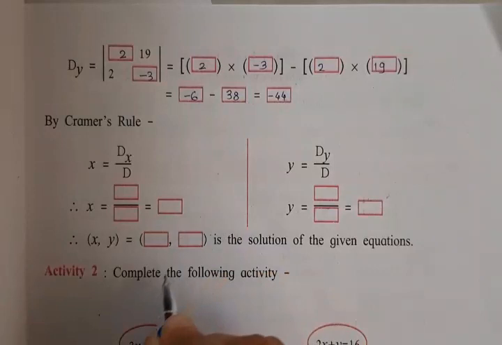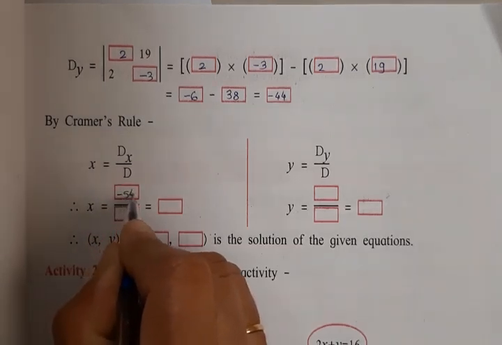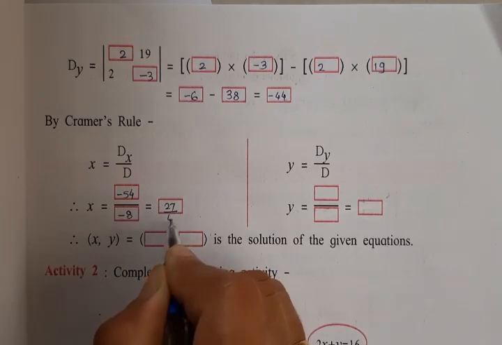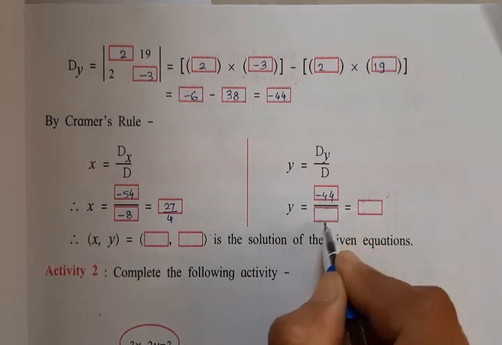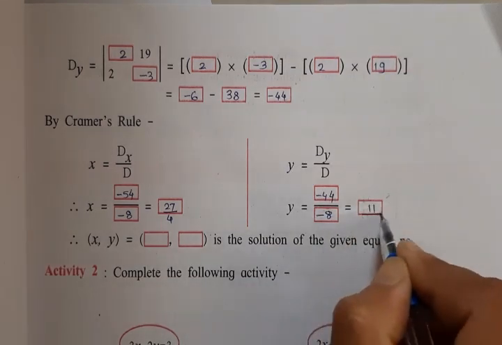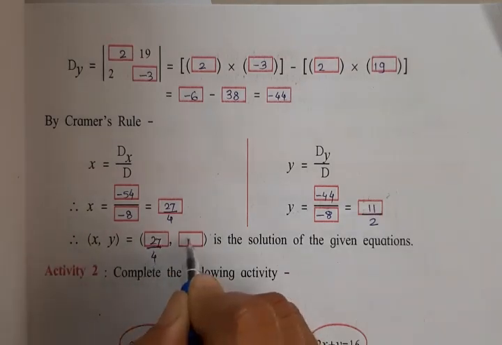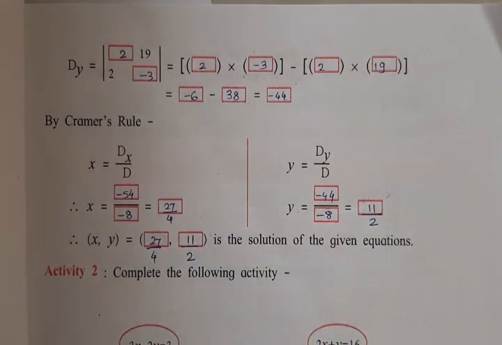Now after getting the values of d, dx, dy, by Cramer's rule, x equals dx upon d. Here we write minus 54 upon minus 8 equals 27 upon 4. Similarly, y equals dy upon d, minus 44 upon minus 8 equals 11 upon 2. So 27 upon 4 and 11 upon 2 is the solution of the given equations. We will discuss one more example based on Cramer's rule.